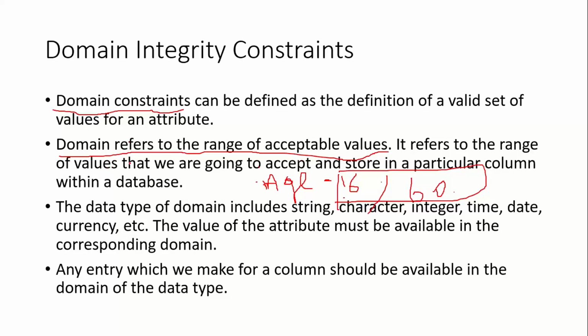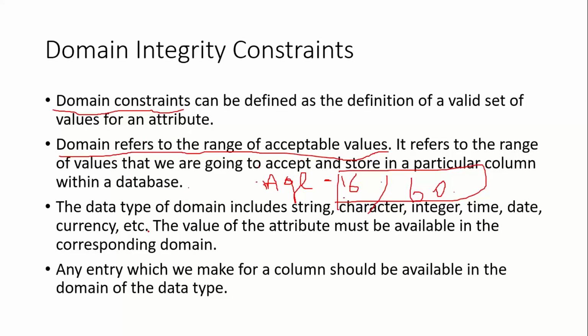So it refers to the range of values that we are going to accept and store in a particular column within a database. This is the definition of the domain. So domain constraints means nothing but the definition of a valid set of values for an attribute. So you have to choose the values for that particular column from this set of values only. That is what a domain constraint is.